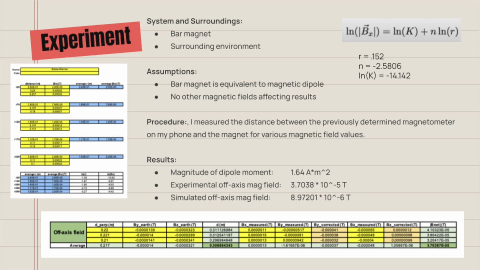I found that my experimental magnitude of the dipole moment was 1.64 amps times meters squared, and the experimental off-axis magnetic field was 3.7038 times 10 to the negative 5 teslas.